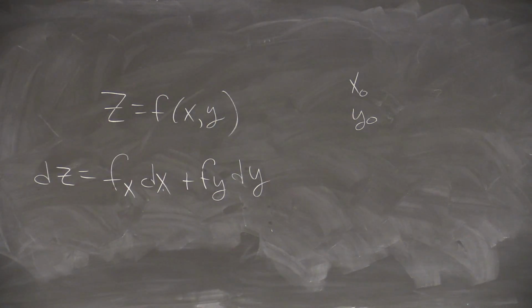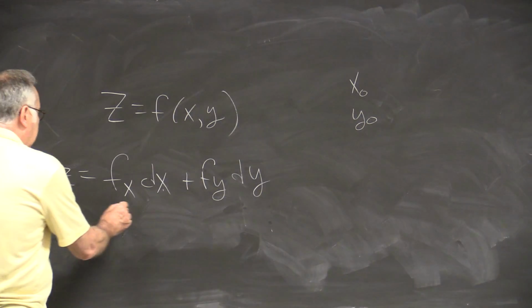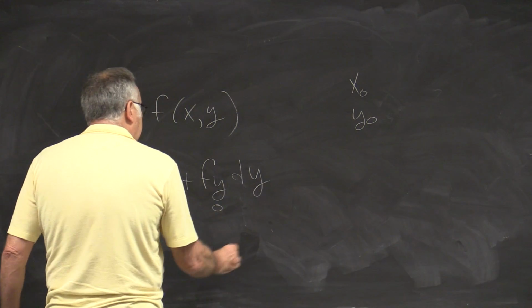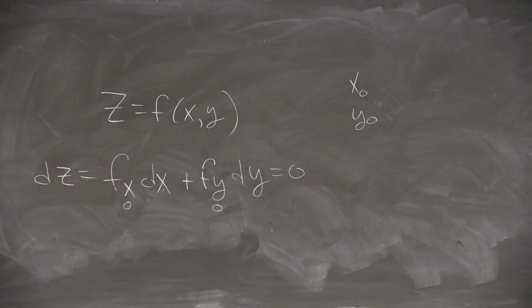0. So that means at this critical point, this is 0 for all possible values of dx and dy. Because if f sub x is 0, f sub y is 0, then that total differential is 0 for all possible values of dx and dy. So let's note that.